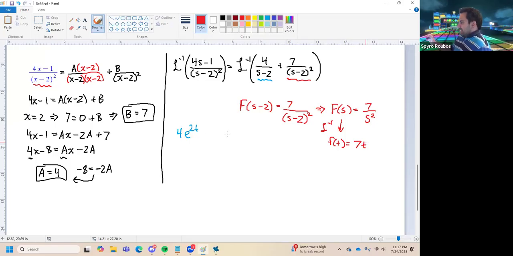So our final answer for this would be 7t, and then we have the shifting, e to the, well, a is 2, e to the 2t. And then that's our answer. This is the final answer.